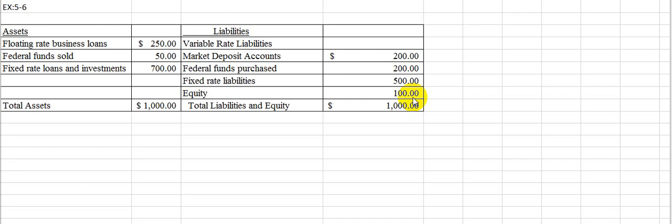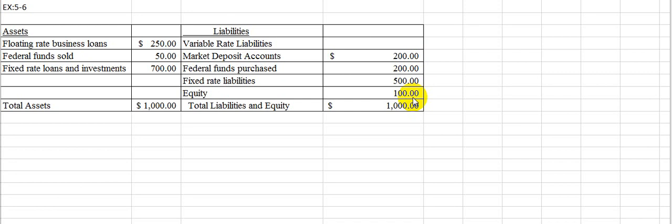Okay, this is exercise 5.6. We have the following assets and liabilities. Floating rate business loans, which is a variable rate asset. Federal funds sold is also a variable rate asset. Fixed rate loan, a fixed rate asset. As for the liabilities, variable rate liabilities are the money market deposit account and federal funds purchased. Then the fixed rate liabilities and equity. Total assets equal total liabilities and equity, normally.